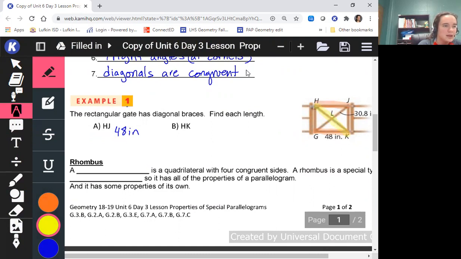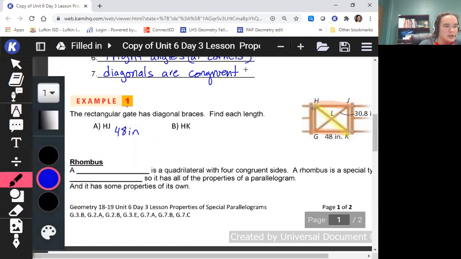And we know LJ is 30.8, which means that GL is also 30.8 because our diagonals bisect each other. And our diagonals on a rectangle are congruent, so 30.8 times 2. And that gets us 61.6 inches.